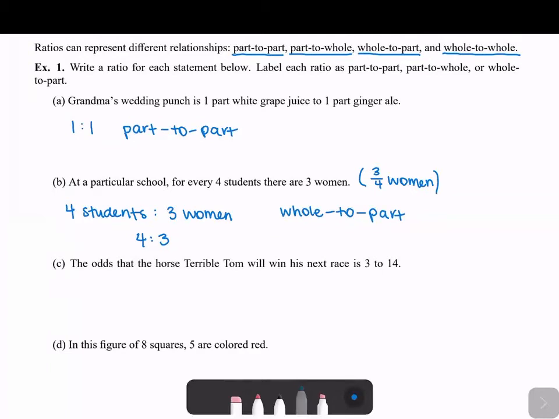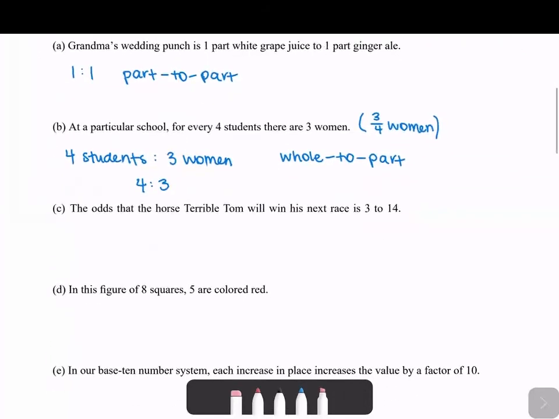Okay, the next one talks about odds. So the odds that the horse Terrible Tom will win his next race is 3 to 14. So odds come up a lot in ratios. That is probably the main application of ratios, talking about different odds of things. You may have heard odds if you've ever taken a class where you talk about probability or statistics, because it's very related. The way that we typically think about odds, it tells us it's 3 to 14. So it gives us the ratio in words, and we just put it in a ratio.